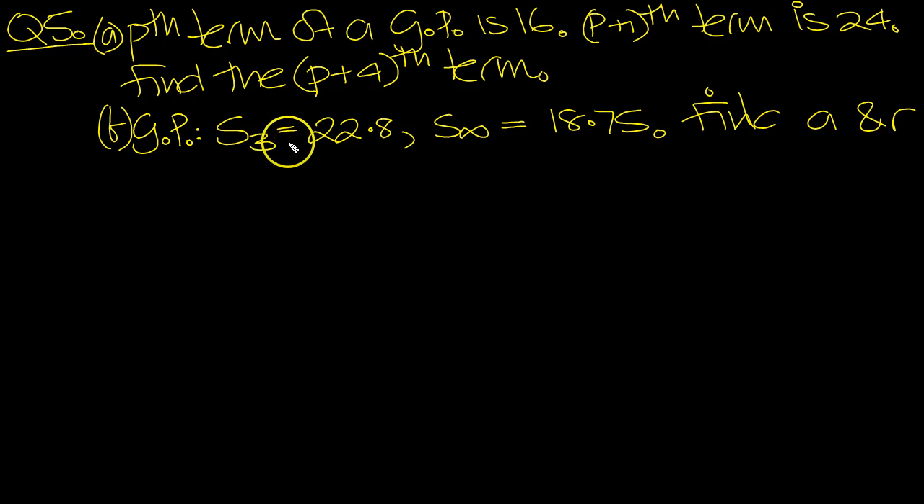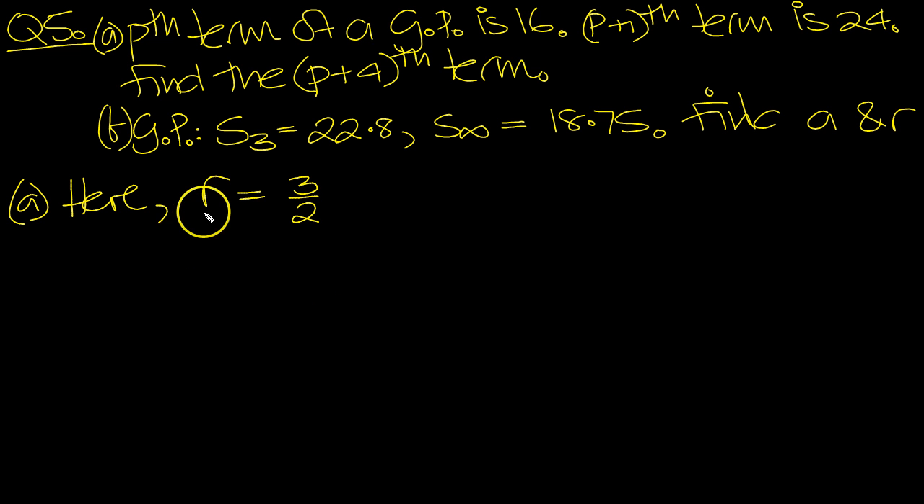So here is the question then in summary form. The pth term is 16, the next term along is 24. So here, R, this is part A, the common ratio. What did you times 16 by to get 24? You times it by 3 over 2, or 1.5. So that's our common ratio to get from 16 to the next term. You times it by 3 over 2. So there's R.